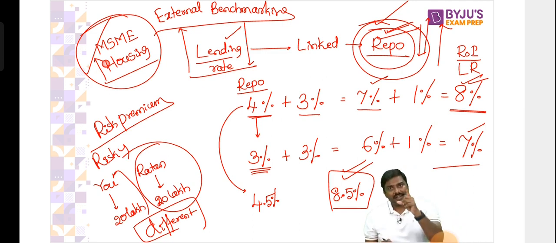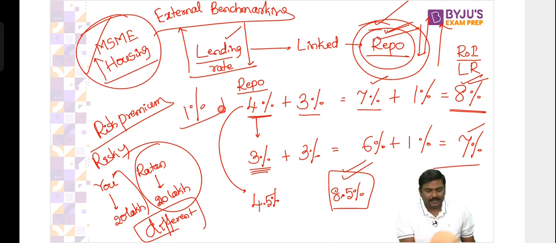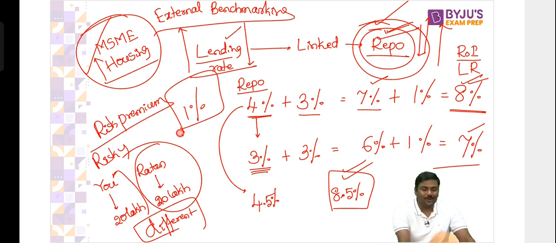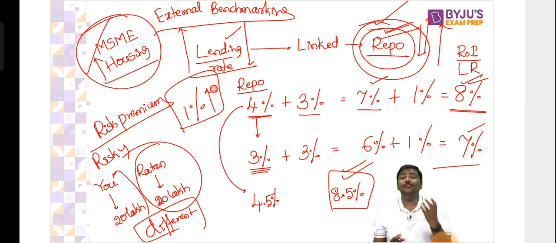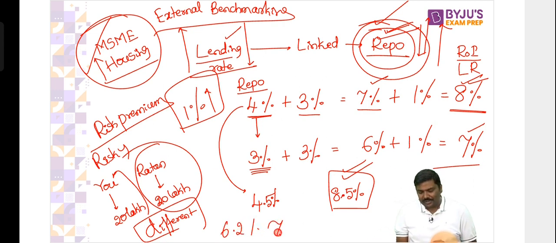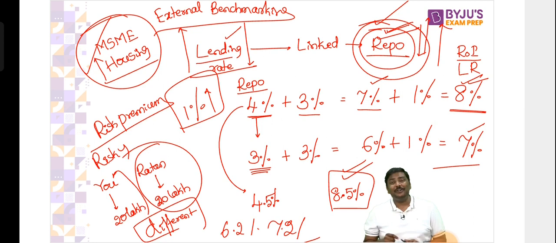In the last 3 months, the rate of interest on the housing loan for me has increased by 1%. Don't say, sir, just 1%. How difficult it is, how very high it is. When you think of it, the rate of interest has increased from 6.2% to 7.2%. It is a 16% relative increase. That's a very, very high number.